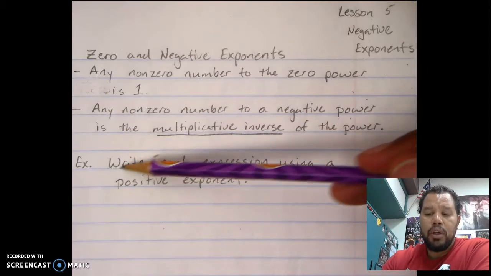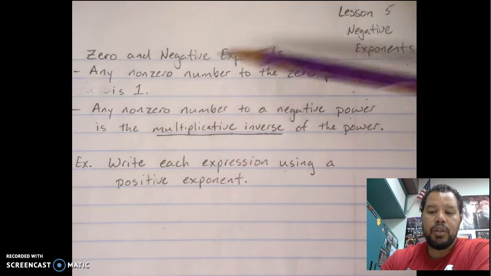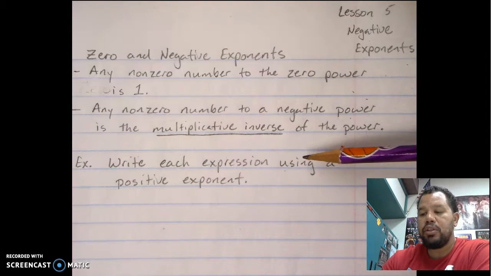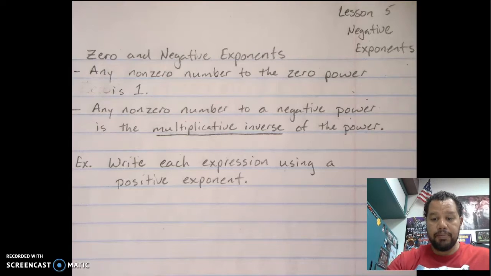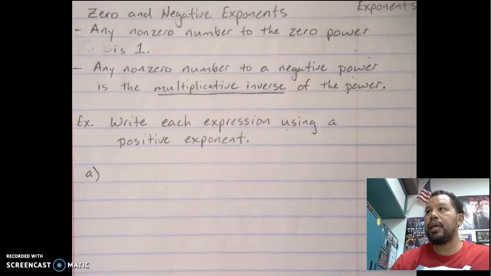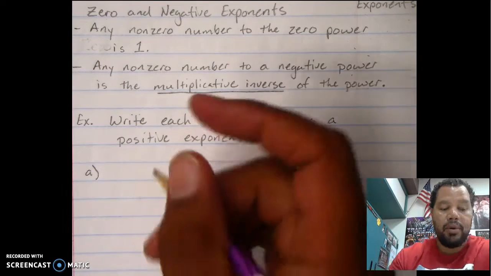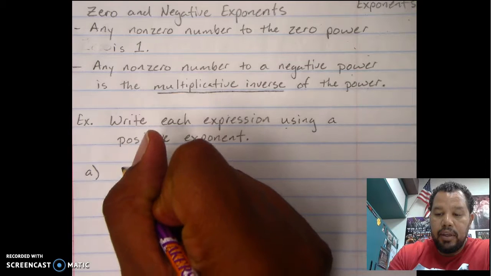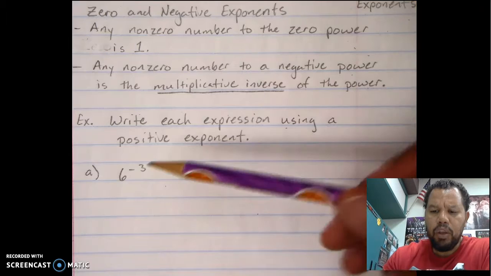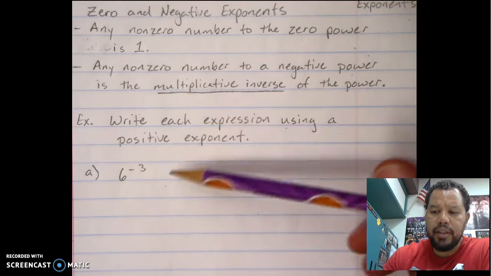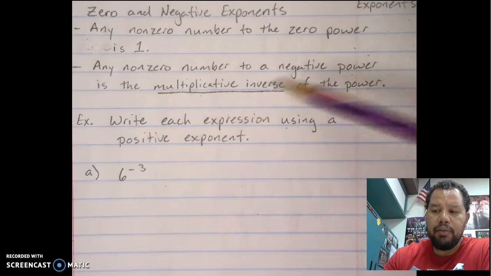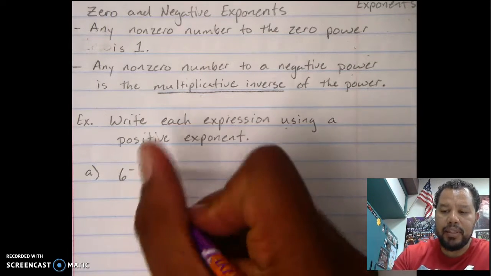Speaking of examples, we're going to do some examples using negative exponents and zero. The directions are: write each expression using a positive exponent. So our first example, we're going to start off with 6 to the negative third power. So we have a 6 raised to the negative exponent, and it is equal to the multiplicative inverse of the power. So what does that look like?